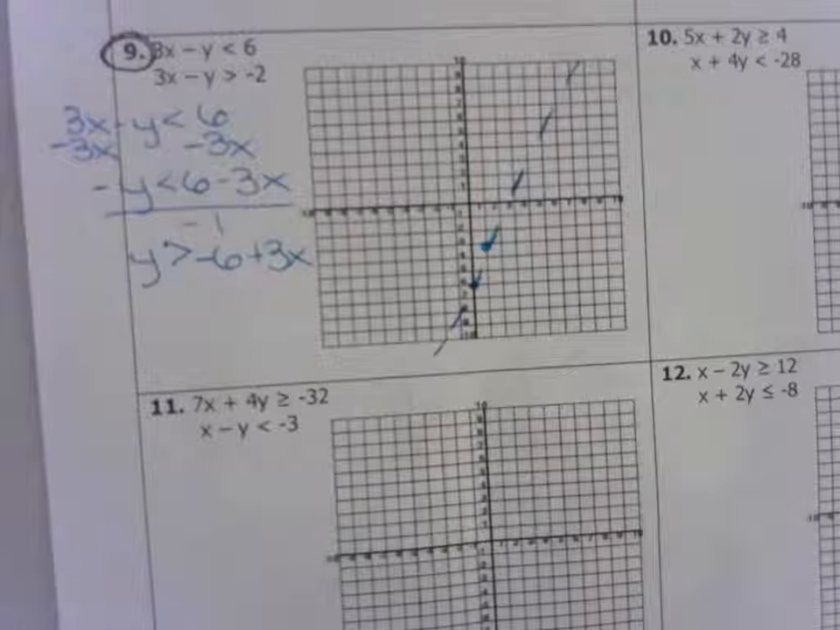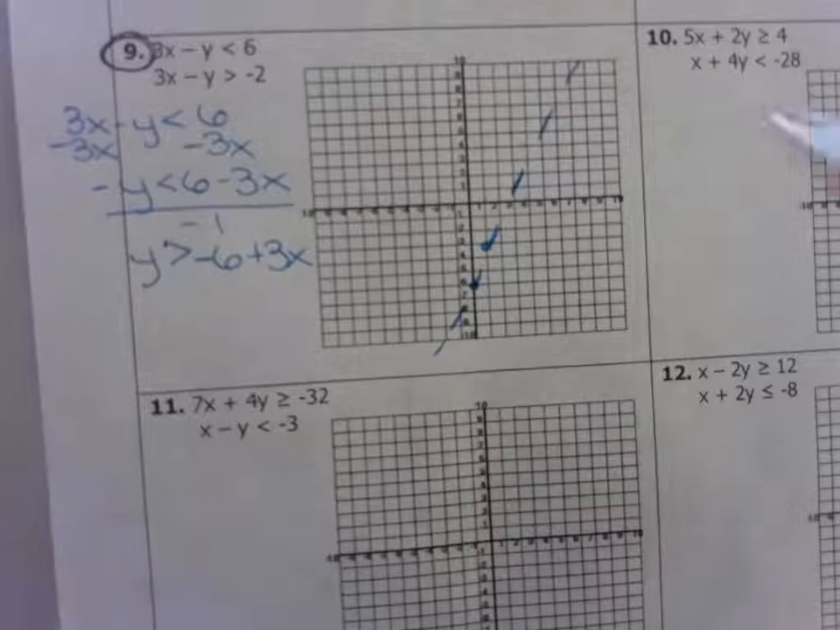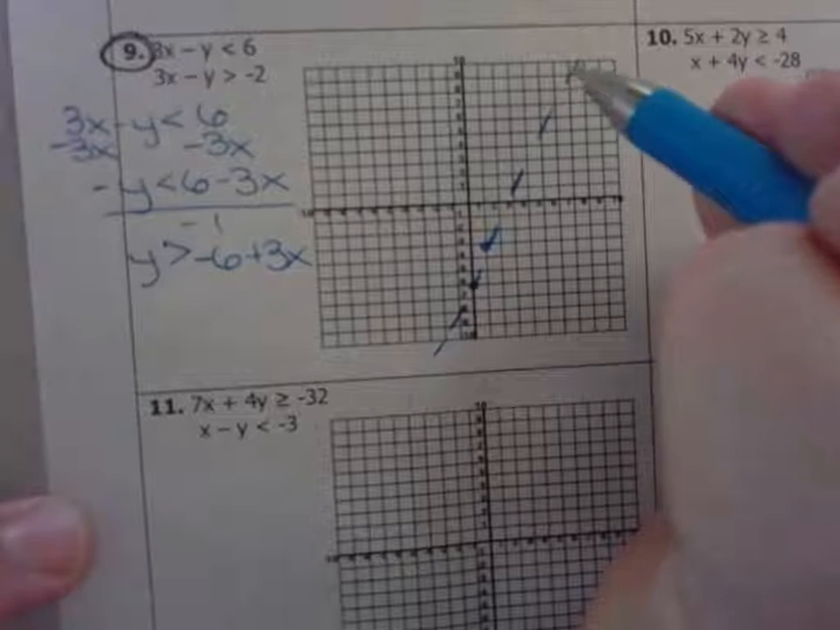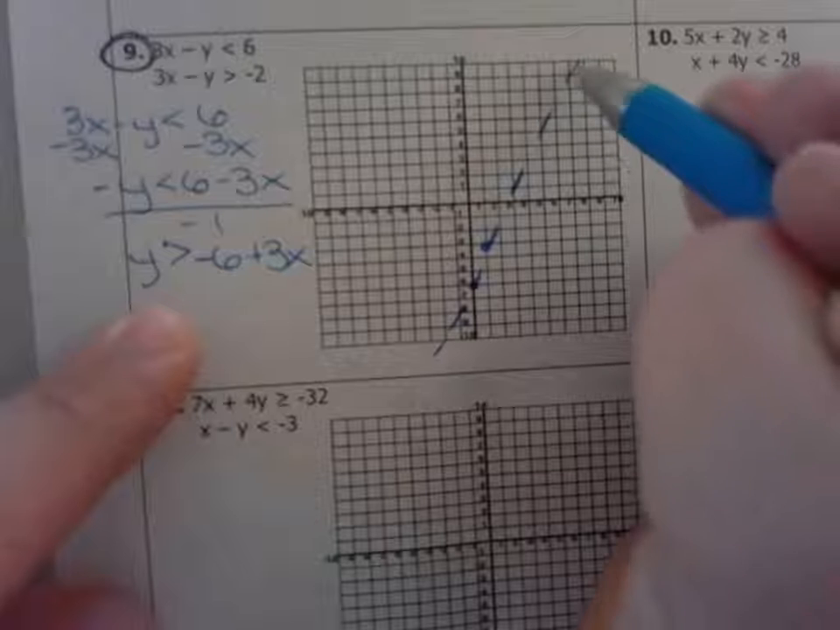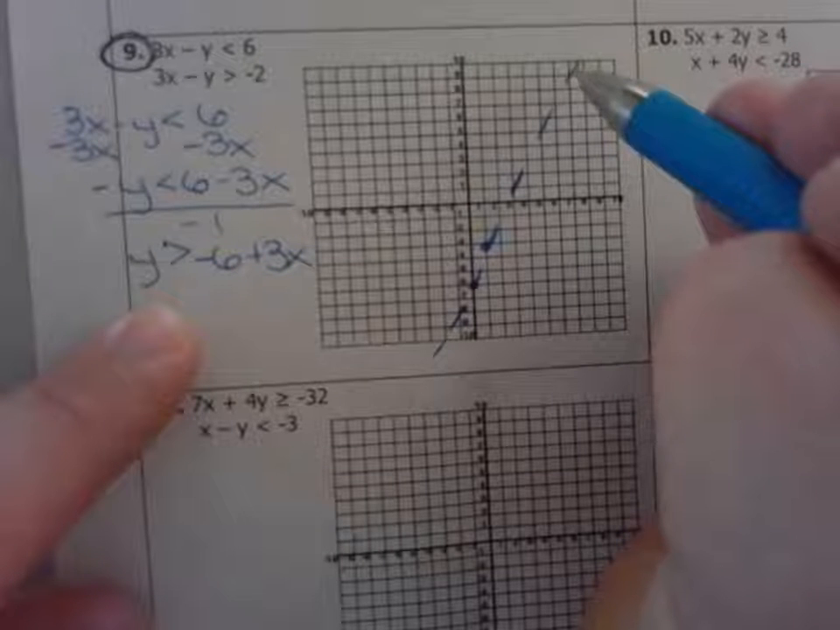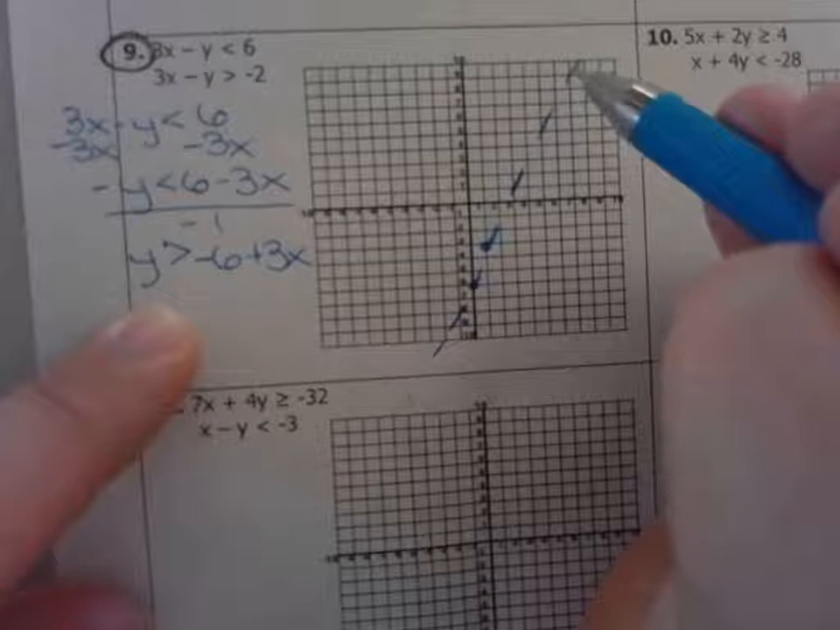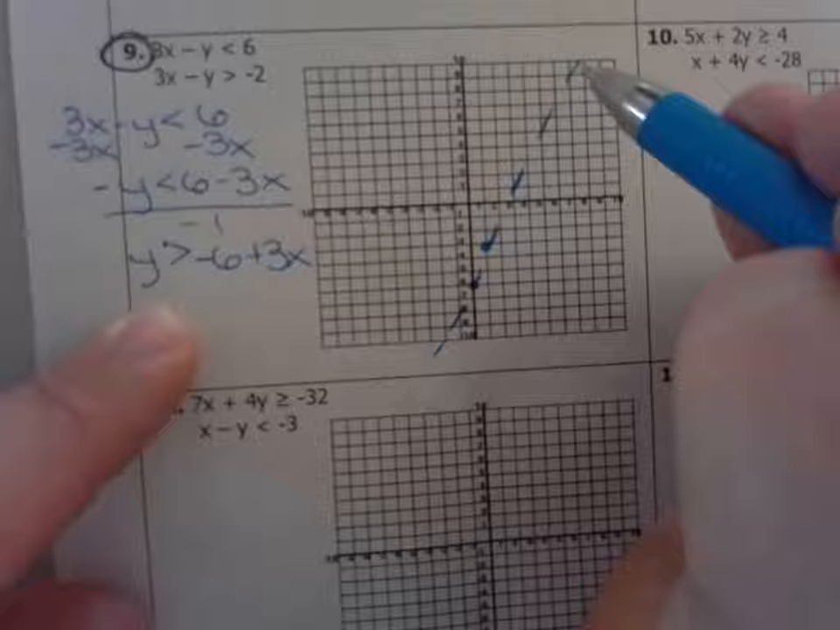Y is greater than negative 6 plus 3x. So I shade. Y is greater than. So I shade. If you put a full line, I would not give you full credit. I think you won't count off the whole problem. No, but I always give partial credit, but yes.